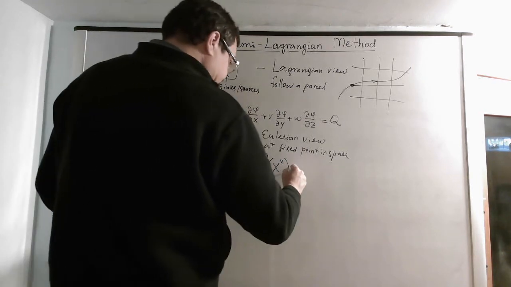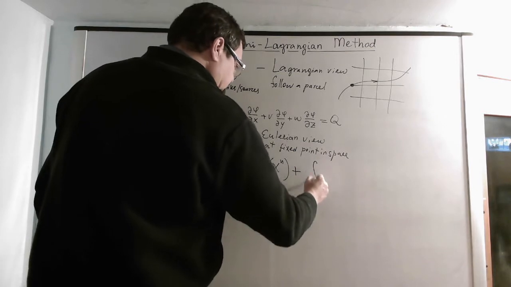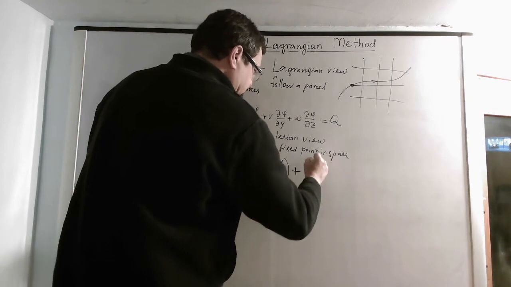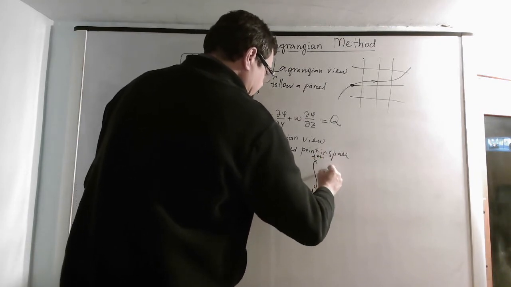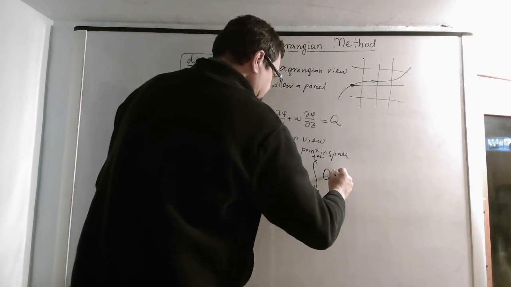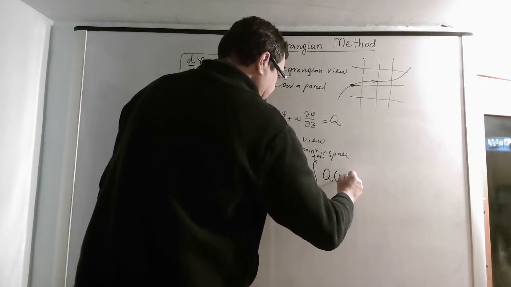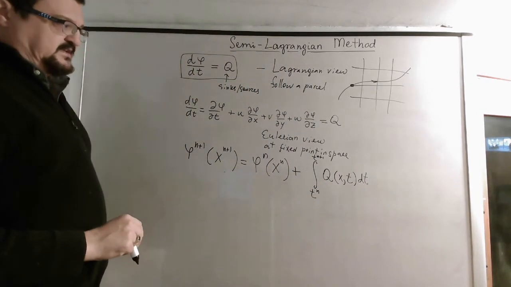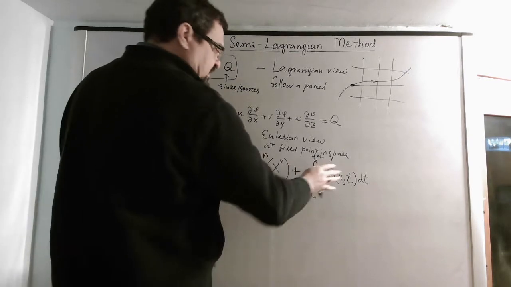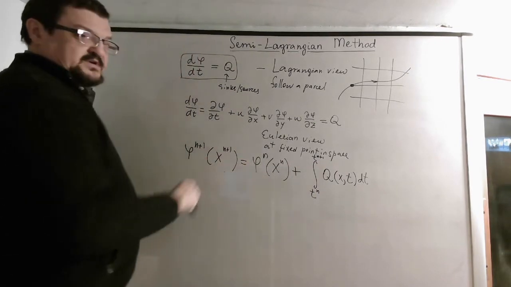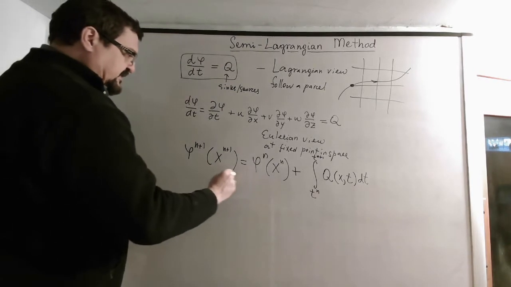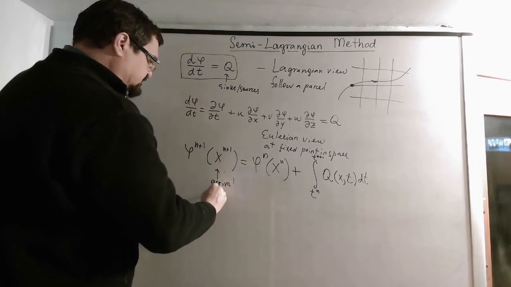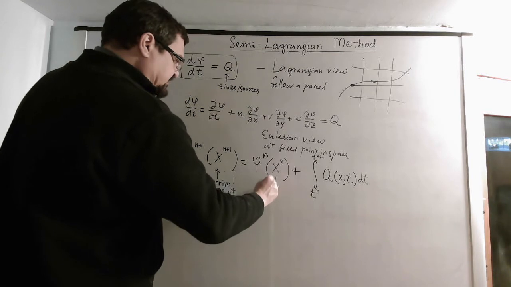Plus the integral of this right-hand side q from time tn to tn+1. You have this q as a function of x and time, integrated over time. So basically we just integrated this equation directly. If there is no q, then along the trajectory those two values are the same. So this is called the arrival point, and this is the departure point.